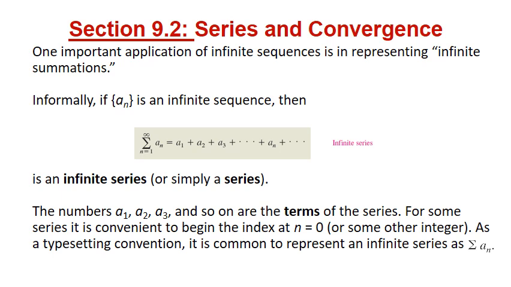So here, if we have an infinite sequence, call it A sub n, and I want to add up all of the terms in the sequence, this creates an infinite series. And again, each of these are the terms of the series. Sometimes you will see that the series will begin with 1, or an index of 1, and others might be 0, and occasionally something other than those two numbers.